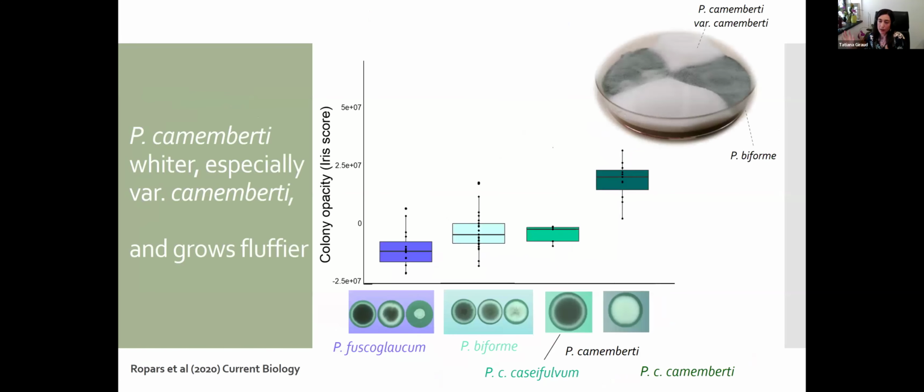And so we also looked at different traits, like the white trait and the fluffy trait that we can summarize as colony opacity. And we found an increasing fluffiness and whiteness from fuscoglaucum to biforme to Penicillium camemberti, and less diversity within species.